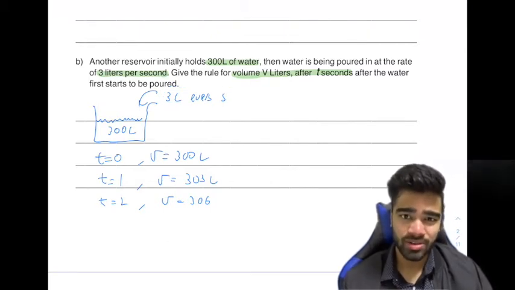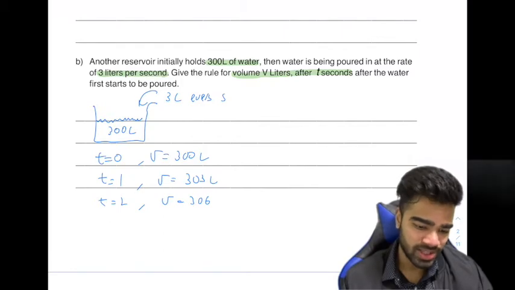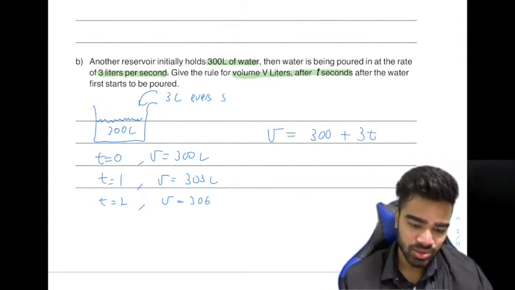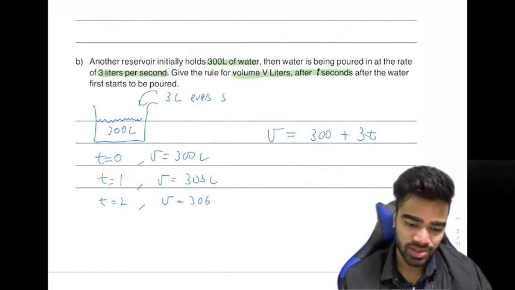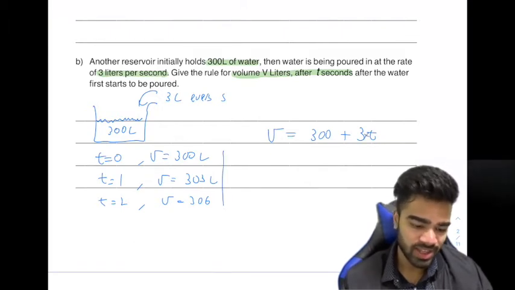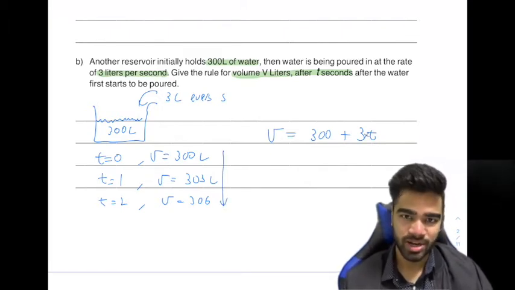Pause the video and write down the rule, okay, if you think you know the answer. The rule is this. Volume, initially there's 300 liters of water, plus every t second, there's an additional 3 liters of water being poured in. So t multiplied by 3. So that's how I get this relationship happening. That's the answer to part B.